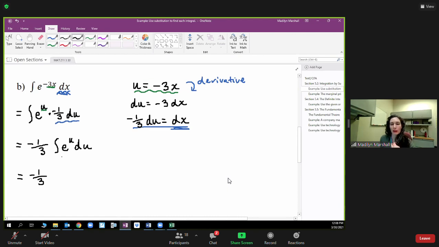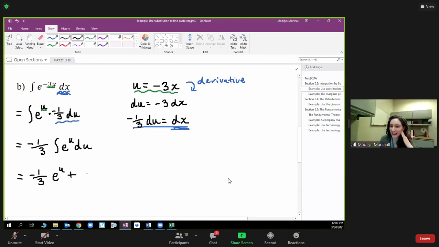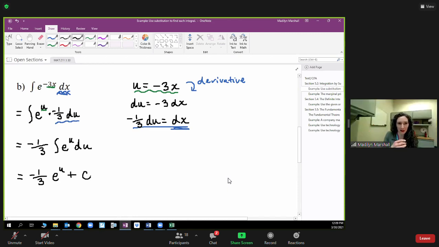What is the integral of e to the u du? Just e to the u plus c. Yep, exactly. So e to the u is its own integral, just like it's its own derivative. e to the u always is just itself, but we have to include that plus c. So that -1/3 is just multiplying with the e to the u, and the plus c is off on its own.